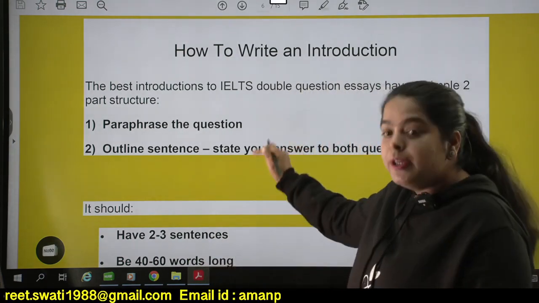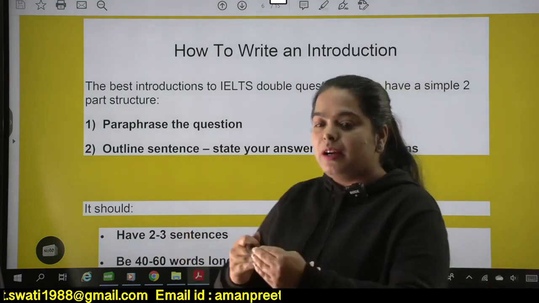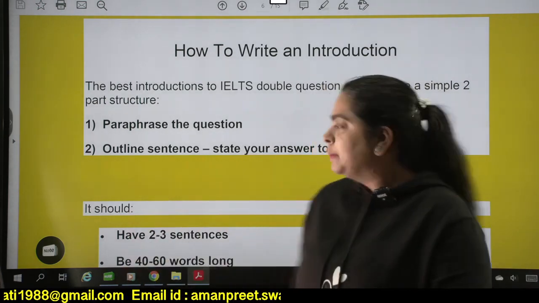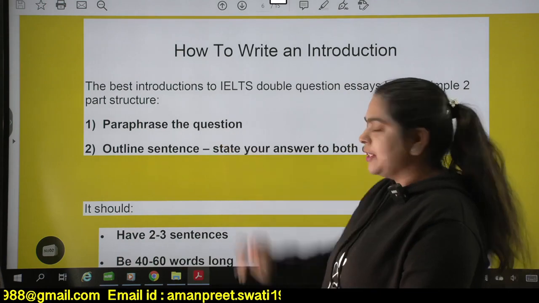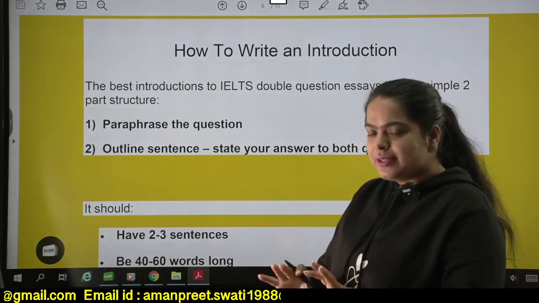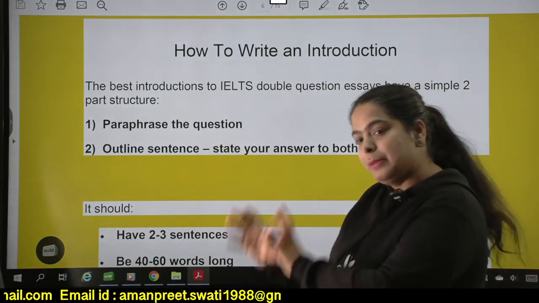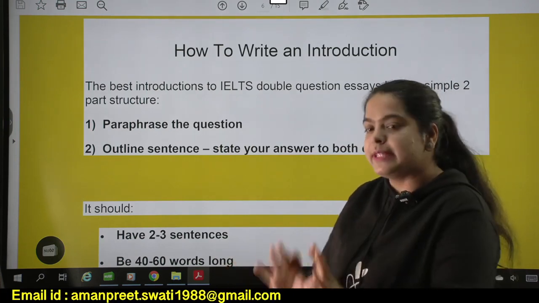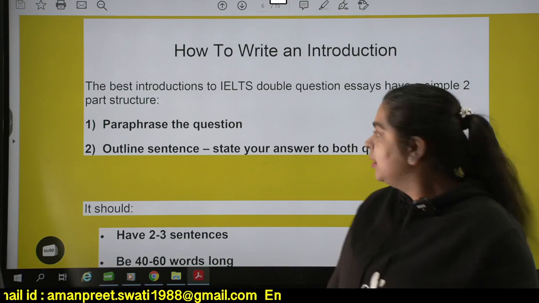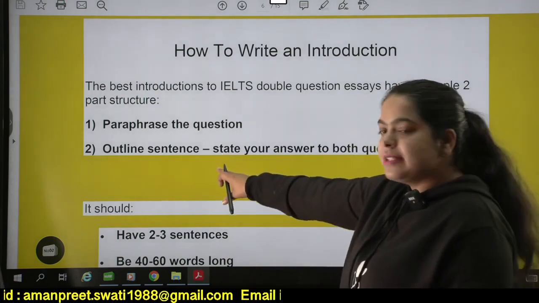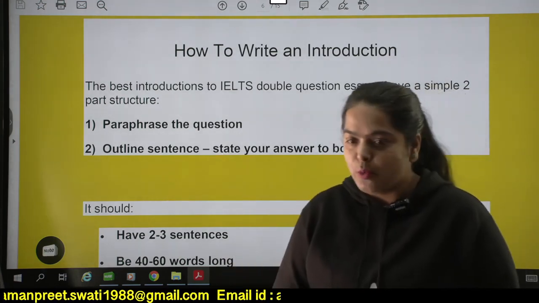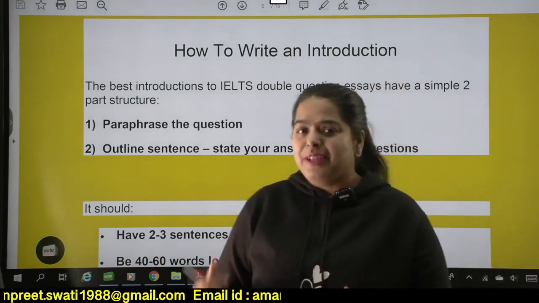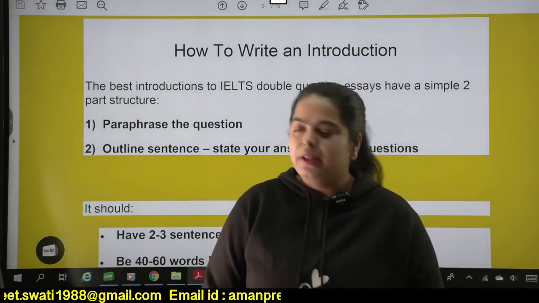But now we are going to take things one step further, right? You have to paraphrase the question, whatever the question is. So you have to use different terminology to give that explanation, different words for the same statement. That is your paraphrasing. And then the outline sentence, that means you have to give an answer to both of the questions. This really seems difficult, so let's make it very simple.